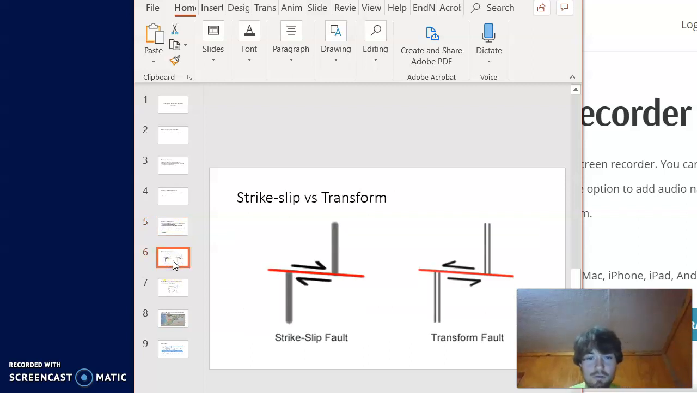This is an example of a strike-slip versus a transform boundary. The strike-slip, as you can see, has a solid line, which is supposed to represent just the one plate, while the transform fault here has two separate lines, which is supposed to represent two plates.